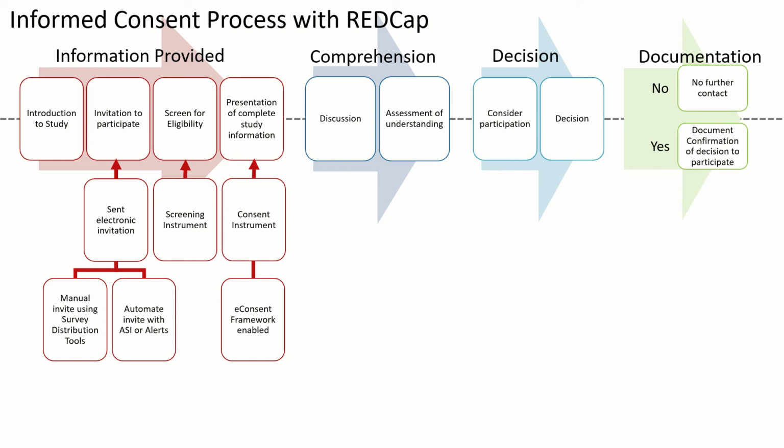Okay, so when I go back to that informed consent process and we start to layer the possibilities of what REDCap could do, we have to start thinking about what are the functions inside REDCap that might be capable of helping us at any one of these pieces of the process. So in the first one, during the information provided section, you could have a public survey link or an invitation for the participant, or you can even send an electronic invitation directly to someone who you have on a list that might be capable of being in the study. So that can be done manually, using the survey distribution tools, which is one feature.